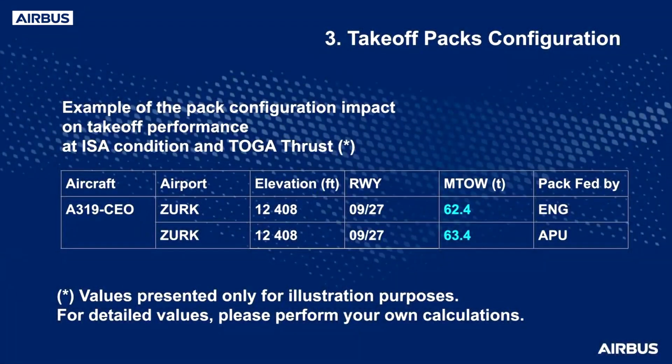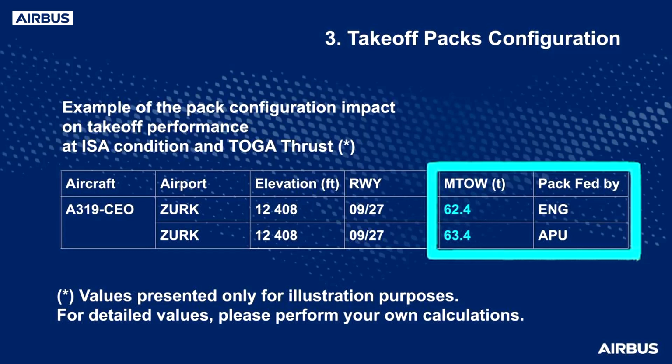On this example, calculated at the Shigatse Peace Airport, the use of APU bleed instead of the engine bleed can increase the max takeoff weight by 1 ton.